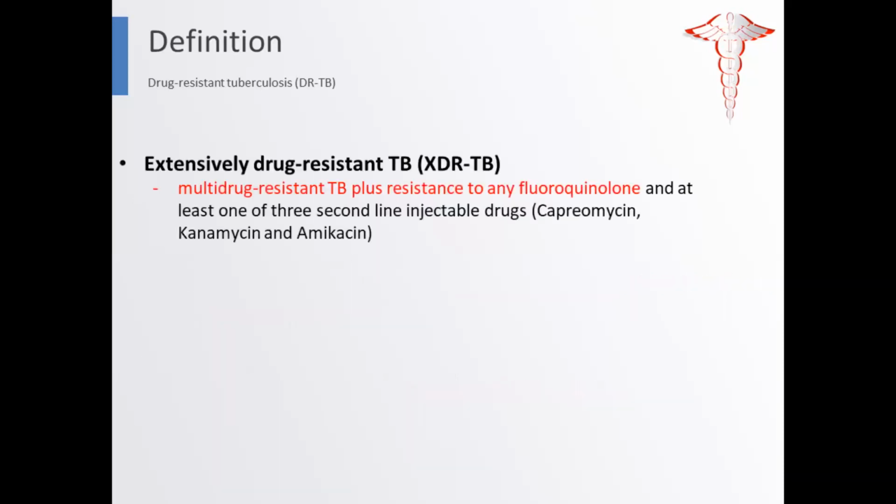Okay? Extensively resistant TB is called XDR-TB. It is multi-drug resistant TB plus resistance to any fluoroquinolone, plus resistance to at least one of the 3 second-line injectables like capreomycin, kanamycin, and amikacin. That is XDR-TB. These patients should be isolated because it is contagious. Highly contagious patients.